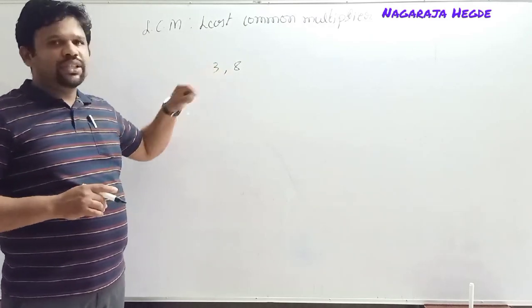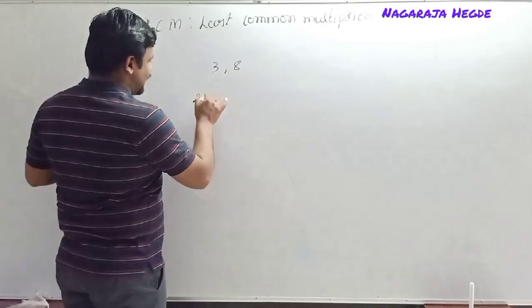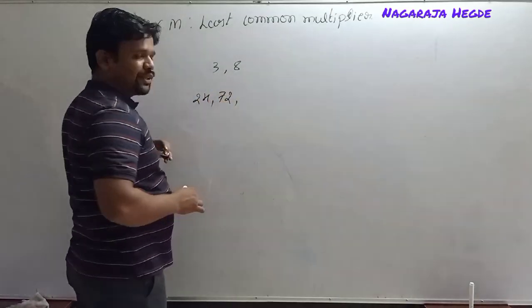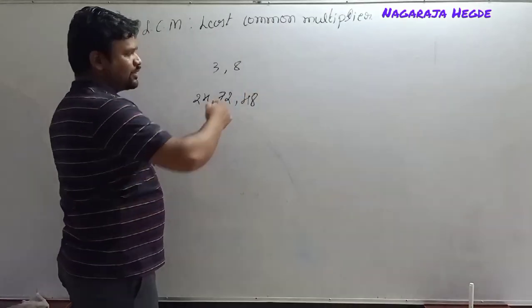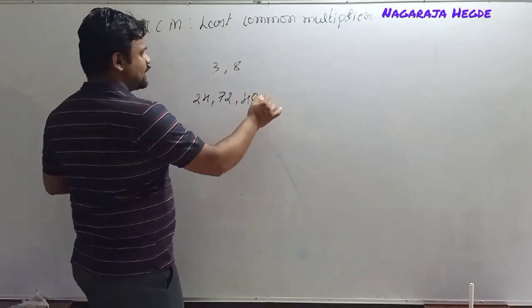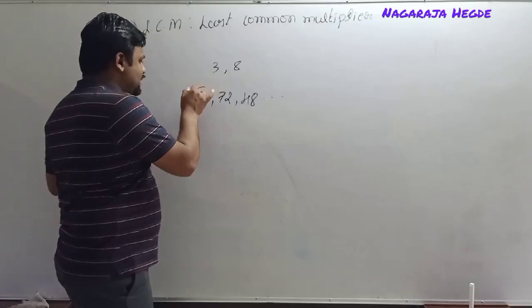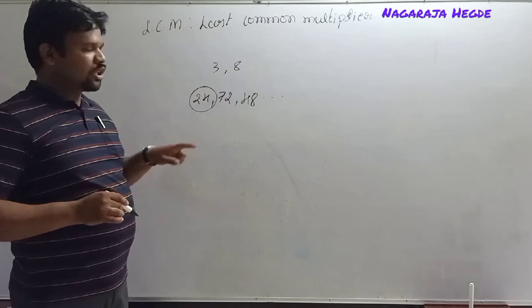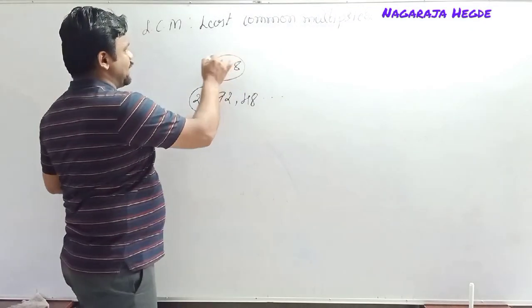What are those numbers? 24, 72, even we can take 48 and so on. Infinitely many numbers are there. In that, which is the minimum, the smallest? 24. 24 is the LCM of 3 and 8.